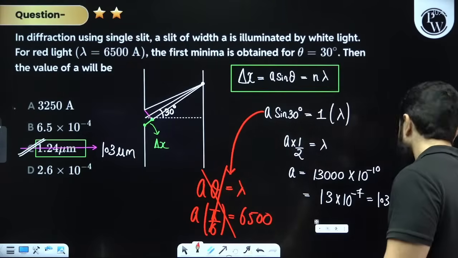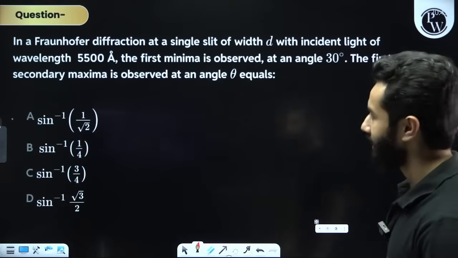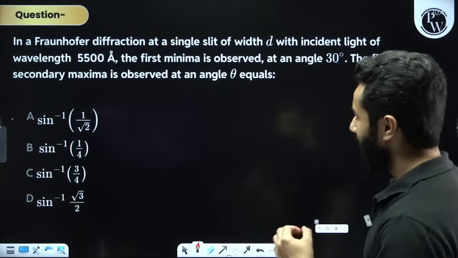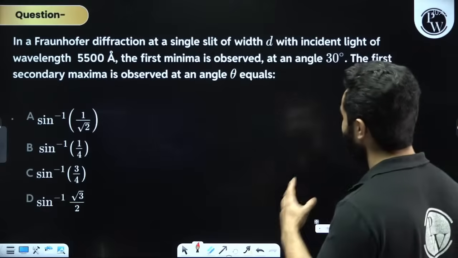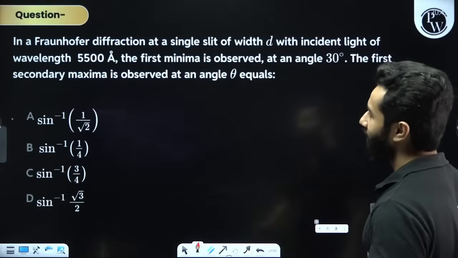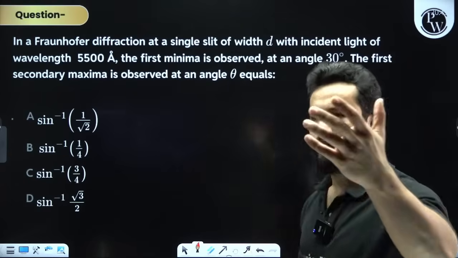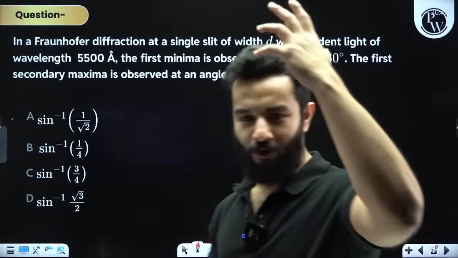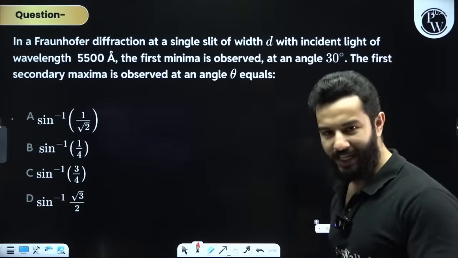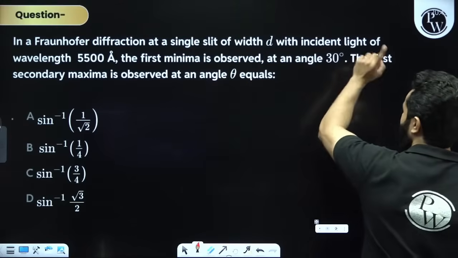Moving on, friends. No doubt about it, moving on. Let's see another question. A Fraunhofer diffraction at a single slit of width d with incident light of wavelength 5500 angstrom, first minima. Now let's see if our concept is wrong, we'll get a wrong answer, else we'll get a right answer. You follow my concept. The first minima is observed at an angle of 30 degree.